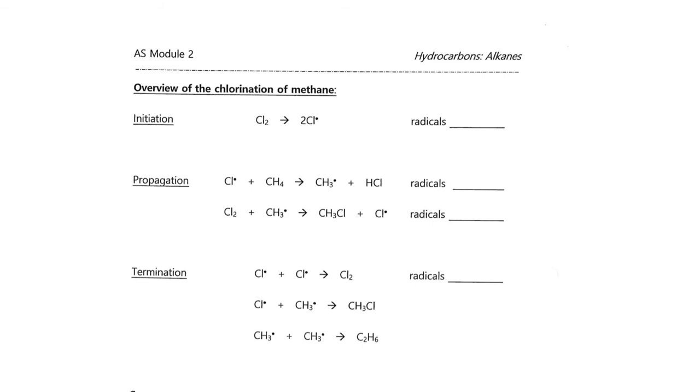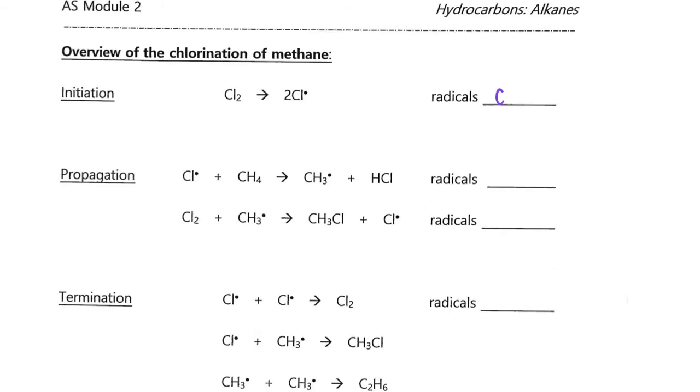So in the initiation step, we see that radicals are created. That involves UV light, which can be shown above the arrow. I know your arrow is not very long there, but that involves UV light, and that involves the homolytic fission of that chlorine-chlorine bond, which we saw in our mechanism.